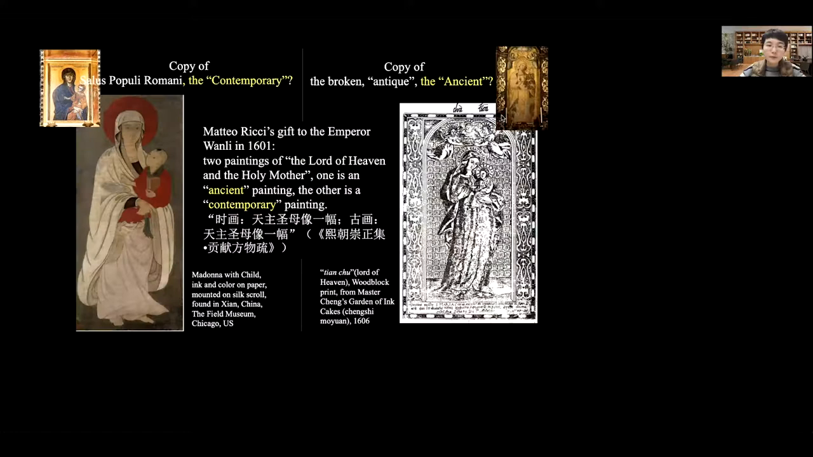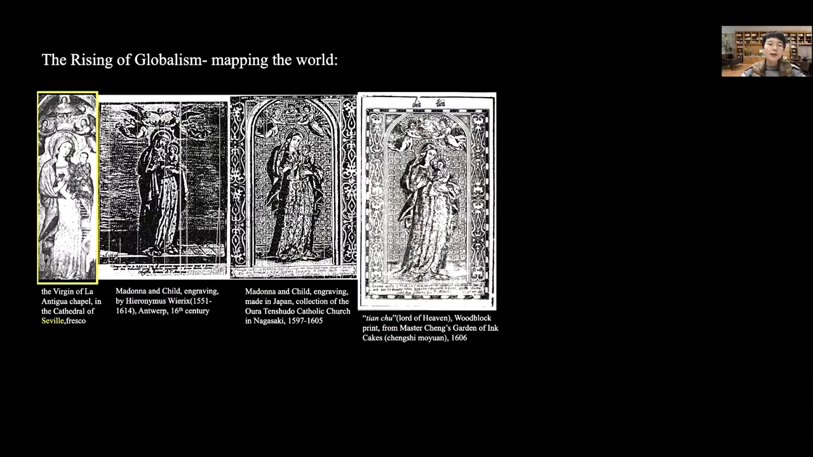Even if it is hard to identify whether the two extant Chinese Madonnas were the folk copies of the so-called ancient and contemporary Holy Mother that Ricci offered to the court, still, the visual sources of these two images are traceable. Firstly, let's go into the icon of the supposed ancient style, the Sevilla Madonna.